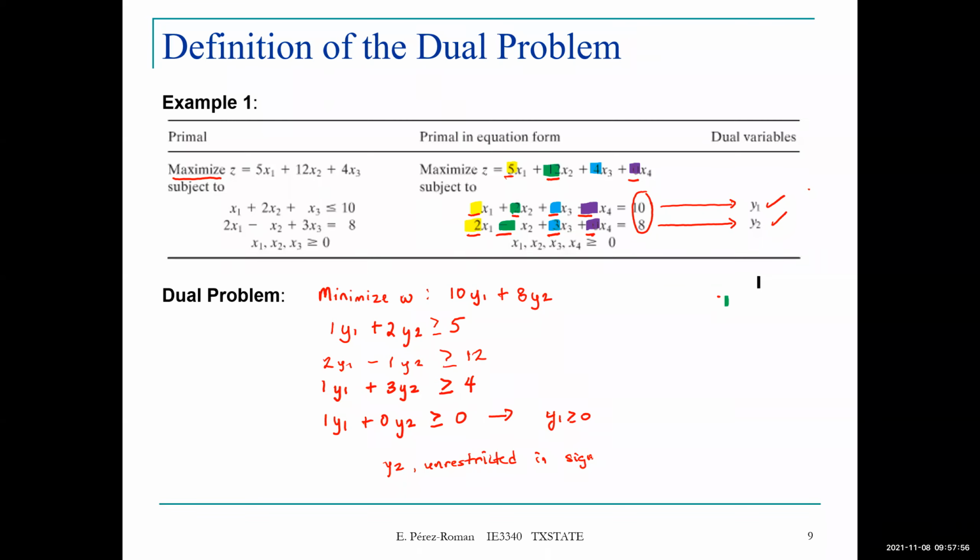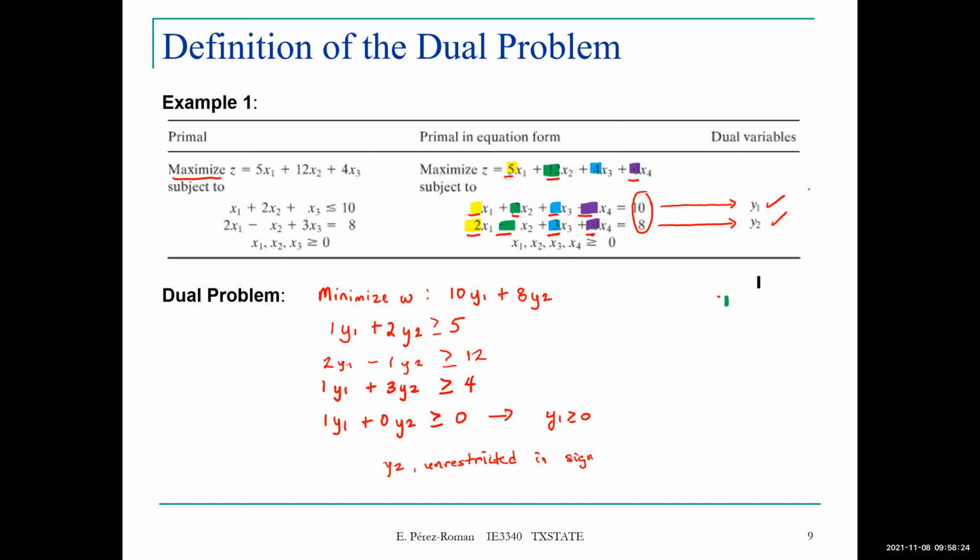We don't have a constraint like that one for y2. y2 is embedded in the other constraints, but it's not a specific constraint telling you that y2 will be greater or equal to 0. So for this problem, y2 will be unrestricted. Okay. Good.